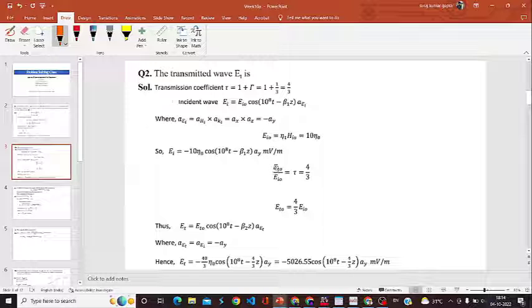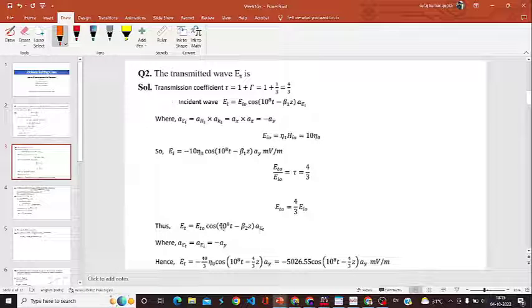Now the transmitted wave. The ratio of the transmitted wave and the incident wave is defined by the transmission coefficient tau, which is equal to 4 by 3, as we have already calculated. E_i0 we have already found. So by using this we can find the amplitude of the transmitted wave in media 2. Here E_t0 you can put in directly.